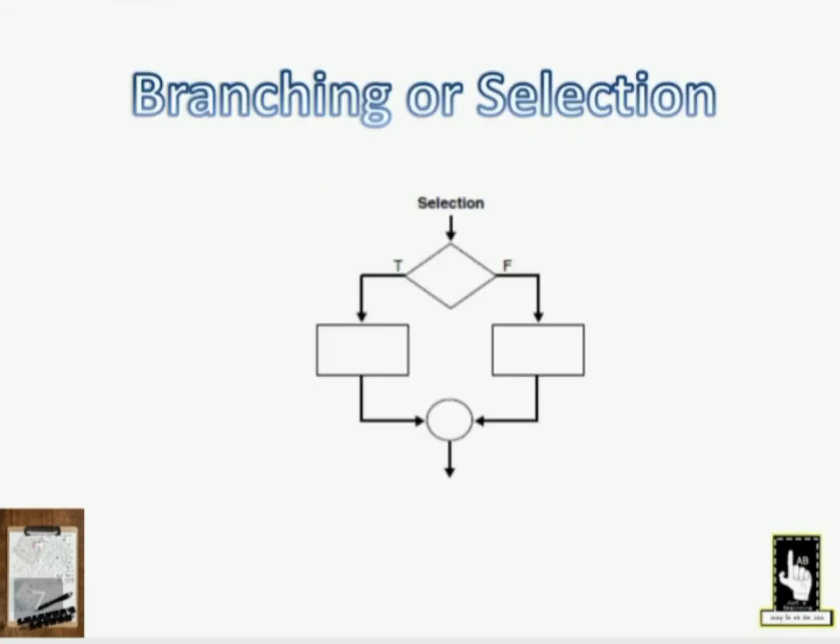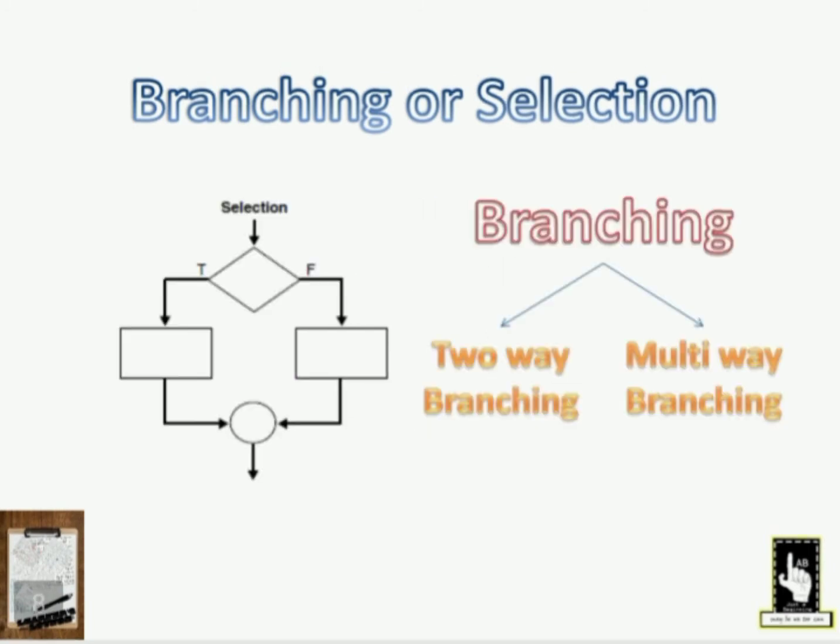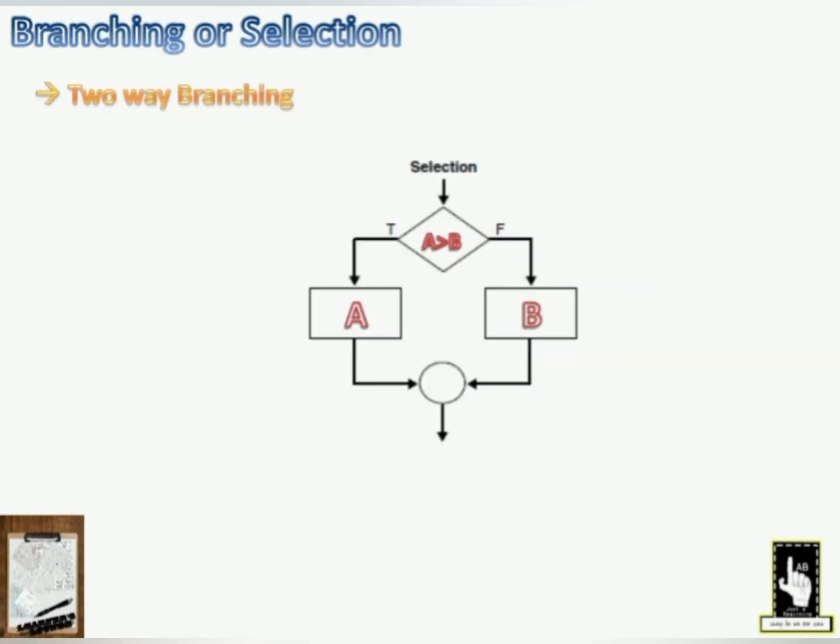Secondly, we'll talk about branching. Consider a situation where we do decision making, like yes or no, or some condition based on which the path has to be decided. In this control structure, we have two types of branching: two-way branching and multi-way branching. In two-way branching, the condition check is a simple yes or no kind of question. So this is called two-way branching.